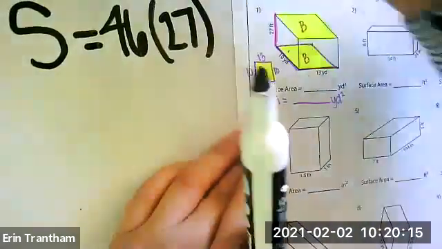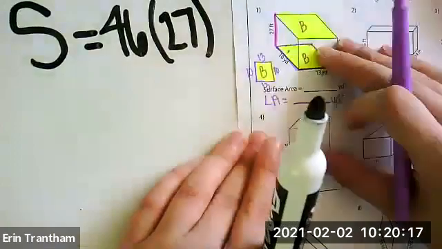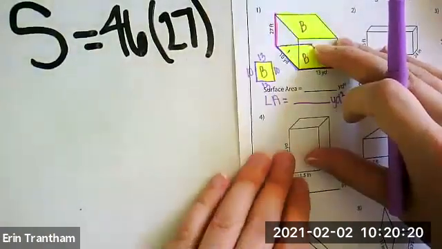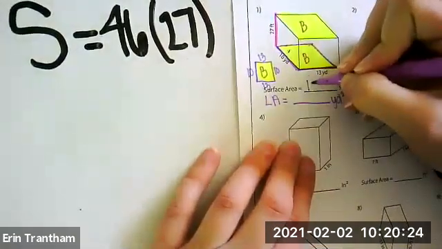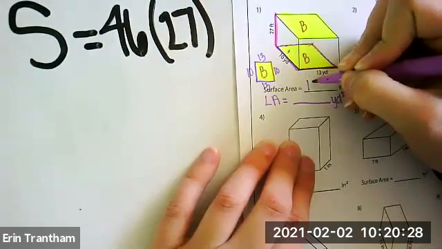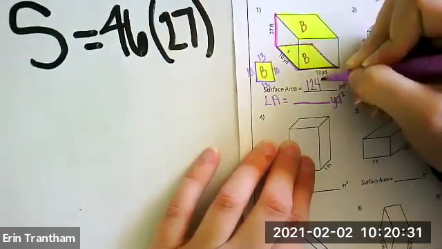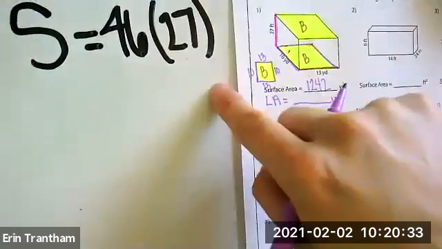What is it? 1,242. 1,142. 1,242 yards squared. So that's just the lateral.